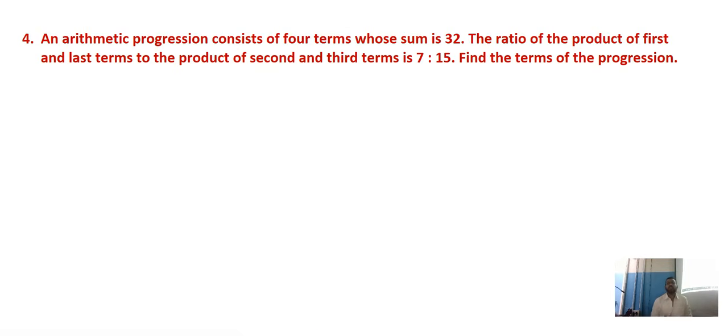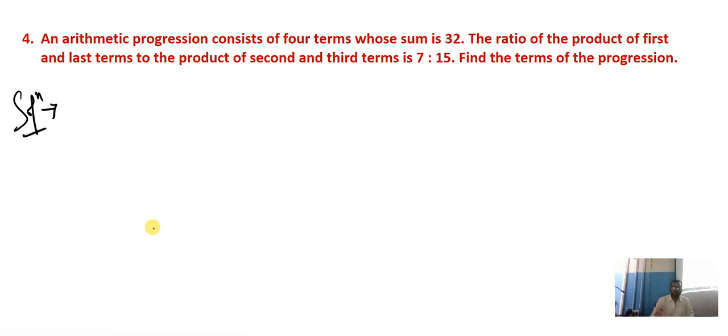Yeah. The next question is here on the screen. Let me solve this problem. Girls, pay attention. An arithmetic progression consists of 4 terms: A1, A2, A3, A4. Whose sum is 32. If you add these 4 terms, the answer is 32. Next, the ratio of the product of first and last term to the product of second and third term is 7 is to 15. Then find the terms of the progression.